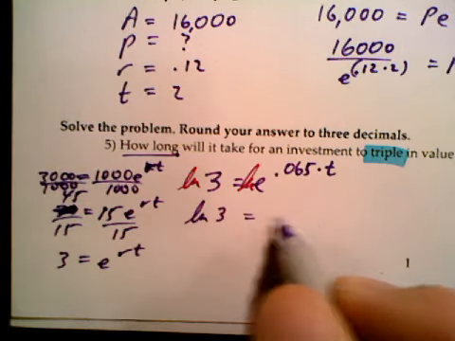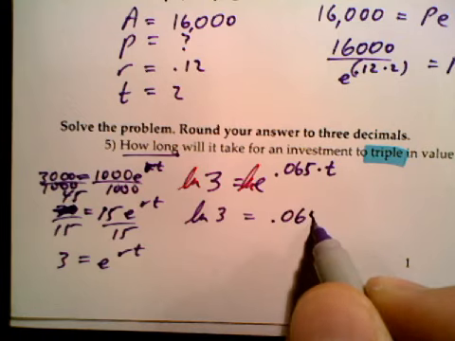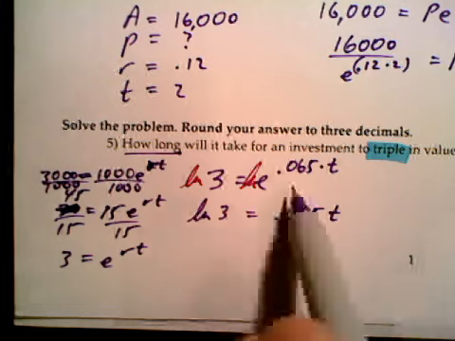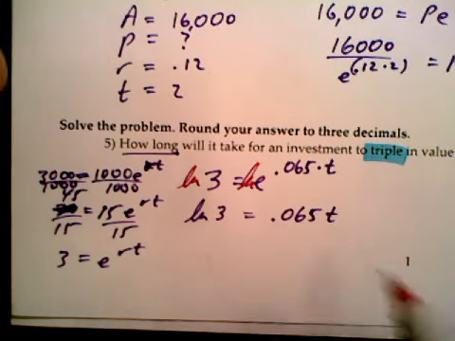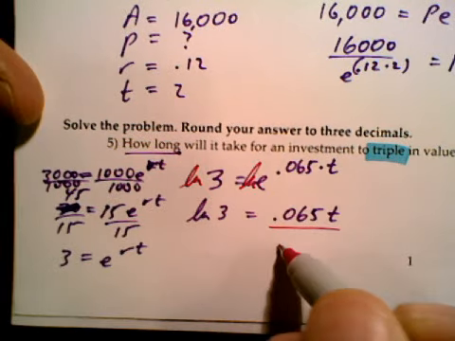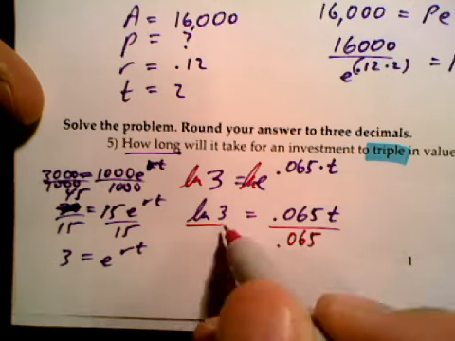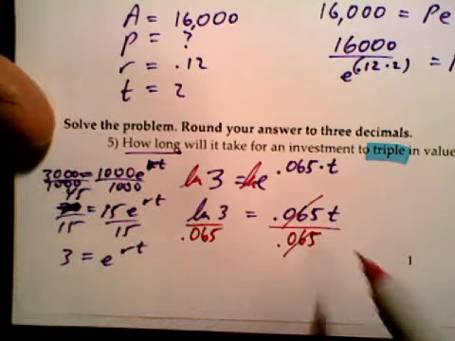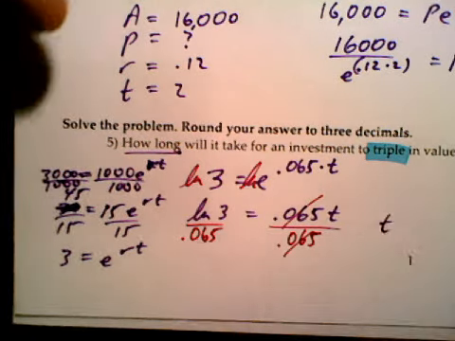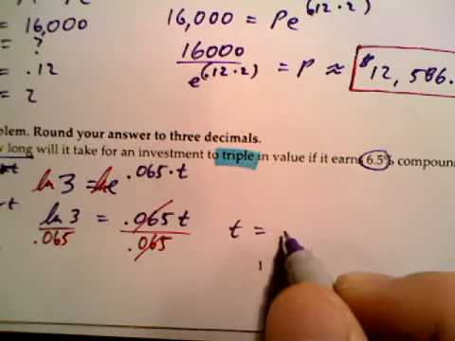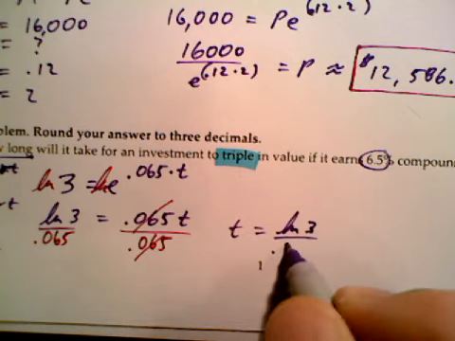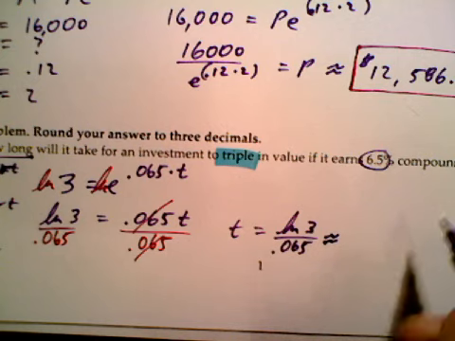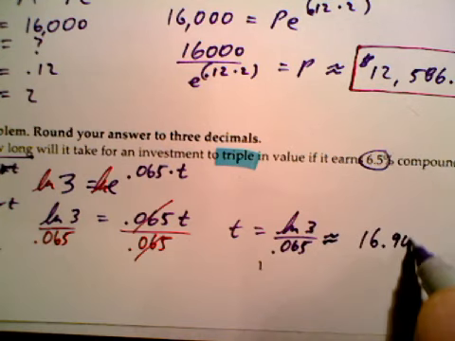And on the right side, you get 0.065 times T. So it's very convenient when you recognize that all you have to do is take the ln of both sides, because that lets you actually get to that T, where now you just have to divide both sides by that 0.065, and you get T is equal to ln of 3 over 0.065, which is approximately equal to 16.902.